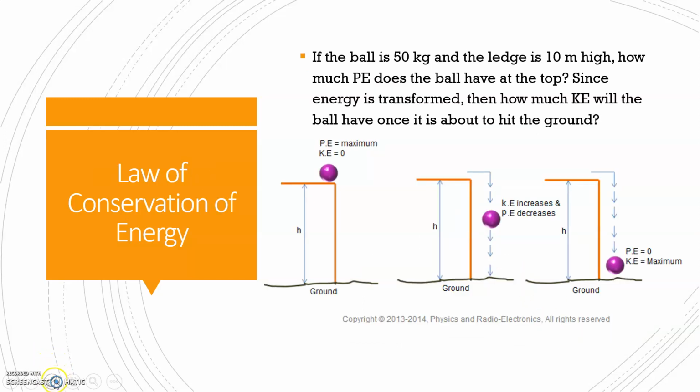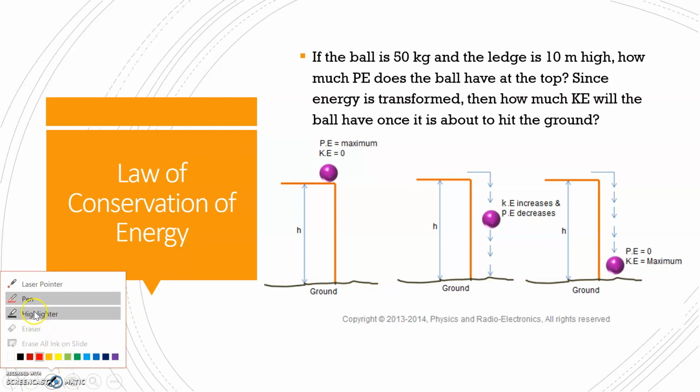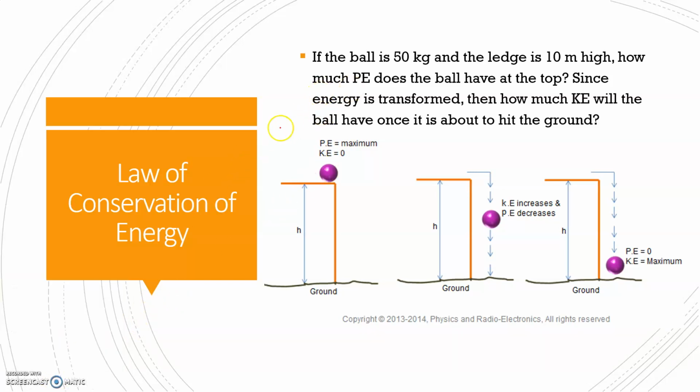Now we're going to look at a word problem and how the law of conservation of energy can be used. I'm going to get a pen here and we're going to solve it. We have 50 kilograms as our mass, and the ledge is 10 meters high. How much potential energy does that ball have at the top? So the mass is 50 kilograms. The ledge is 10 meters.